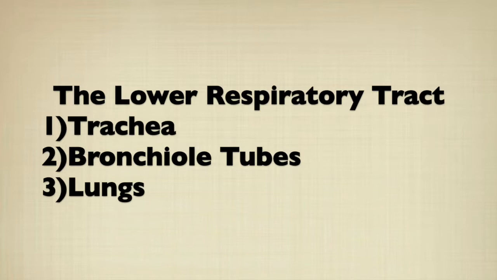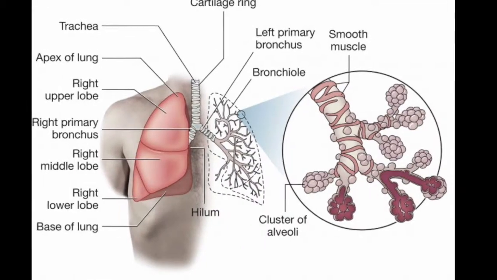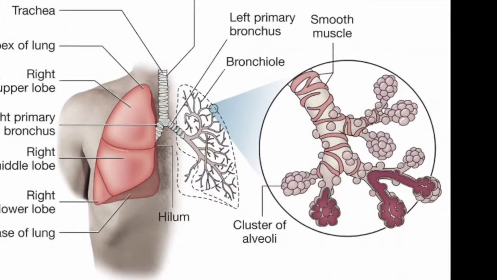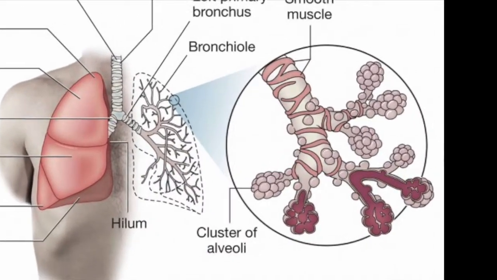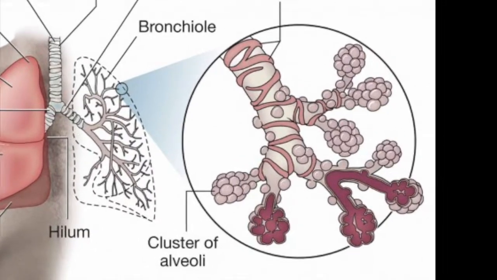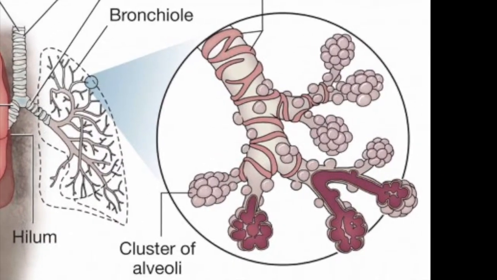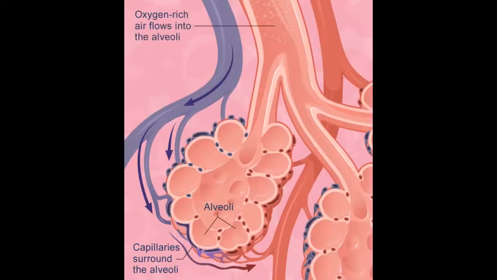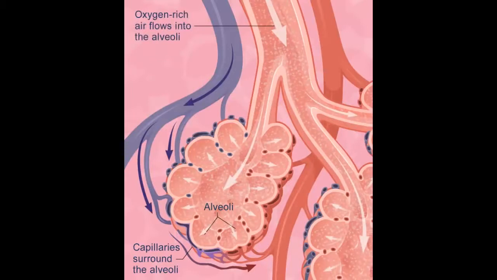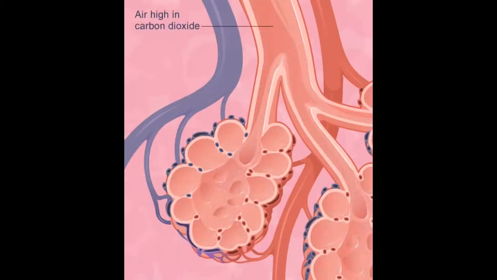The trachea branches out into the bronchi and then into bronchioles. The bronchioles then branch into the main site of gas exchange, the alveolar sacs. The alveolar sacs are made of clusters of alveoli and look like grapes from a bunch. Each alveolus is bordered with blood vessels where the gas exchange occurs.